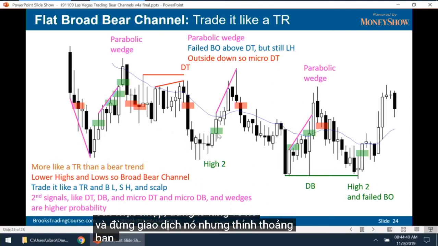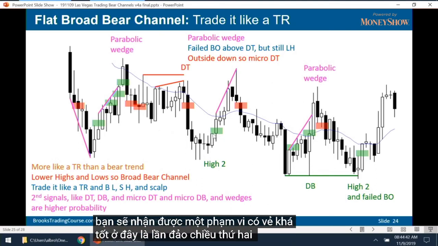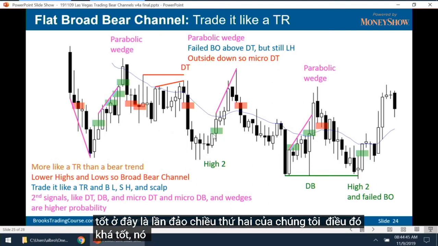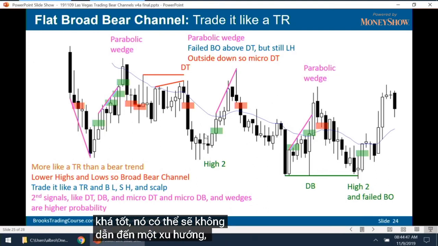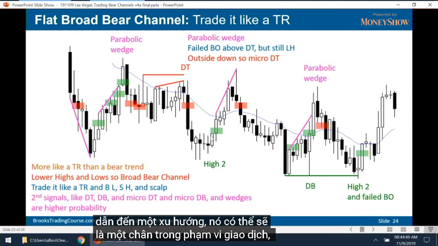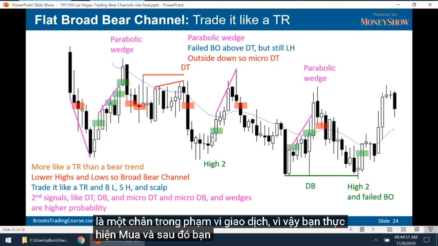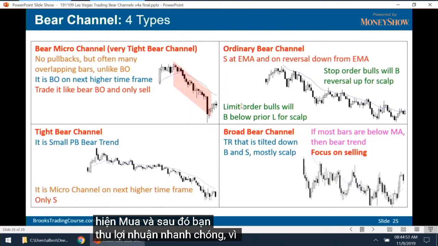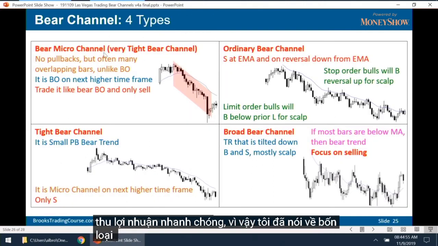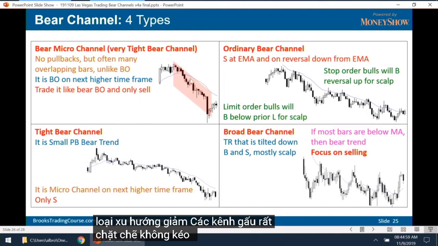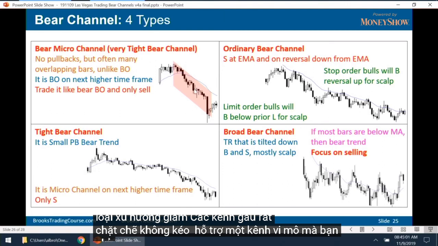But every now and then you'll get one that looks pretty good. Here, a second reversal up, that's pretty good. It's probably not going to lead to a trend. It's probably going to be a leg in a trading range, so you take the buy and then you take reasonably quick profits. So I talked about 4 types of bear trends, bear channels. Very tight, no pullbacks, a micro channel, you only want to sell.